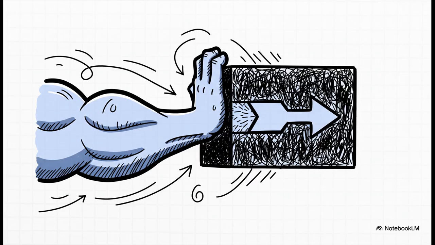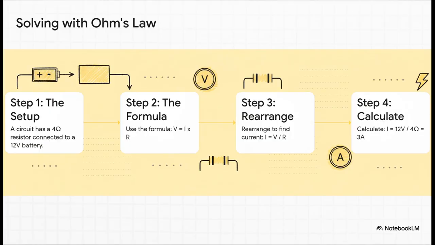It tells you that the push you need is directly related to the flow you get and the obstacle you're pushing against. Okay, let's see this thing in action. It's actually super simple. Let's say we have a circuit with a 12-volt push from a battery and a 4-ohm obstacle. How much current is going to flow?